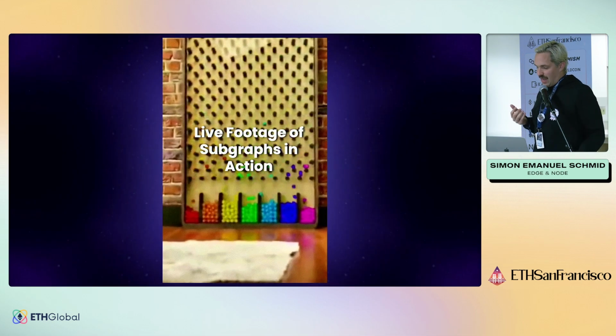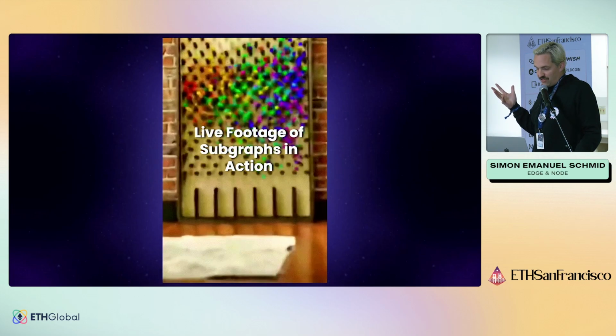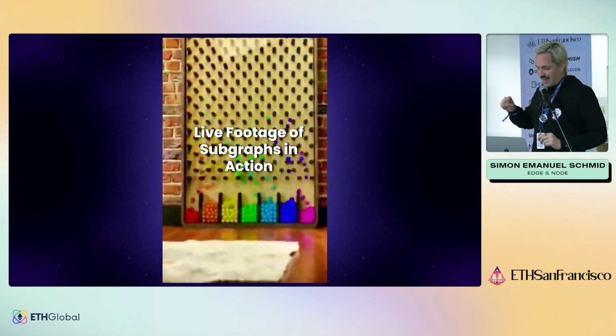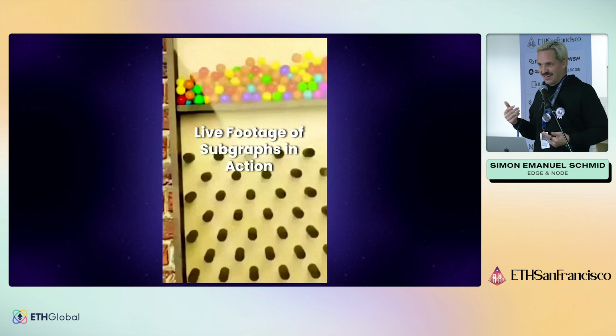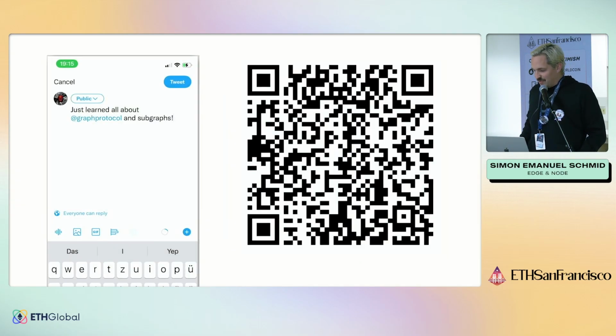Yeah, that's actually how it looks. You have this mess of subgraph data, and in the end, magically, it gets ordered, and you have a very good overview of what's going on. Cool. So now, if you want, you can scan the QR code and tweet that you just learned about The Graph.